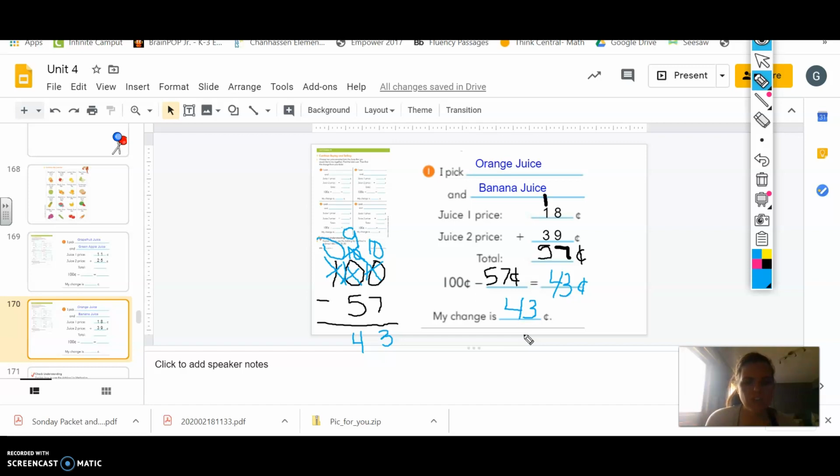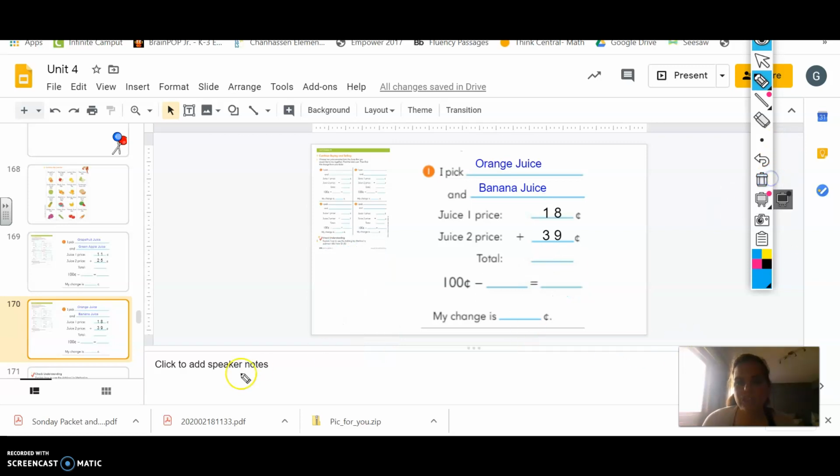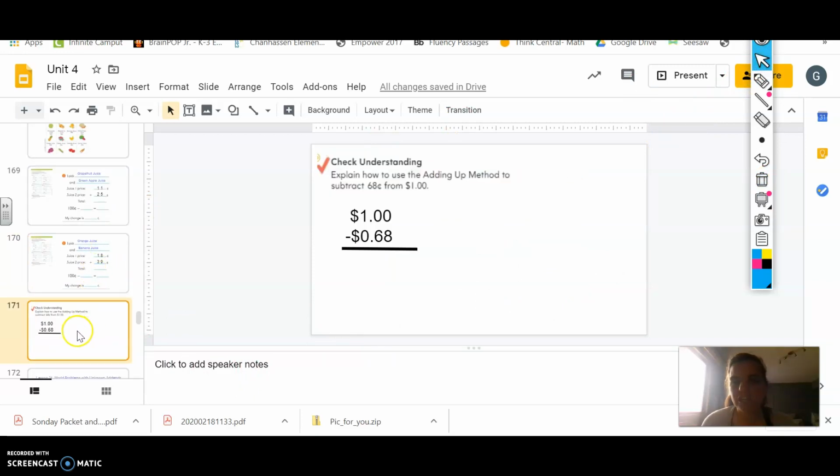Okay, you can start with the first two that Mrs. Mettert did, the last two examples that I did, and now you need to do two more on your own. Make sure to show your work and do it how Mrs. Mettert did. Okay, once you are done with those, you are going to then do your check for understanding. So here it says, explain how to use the adding up method to subtract 68 cents from $1. I'm going to let you decide. You can do just the simple subtraction, how we've been doing it, or I will show you the adding up method in a second here.